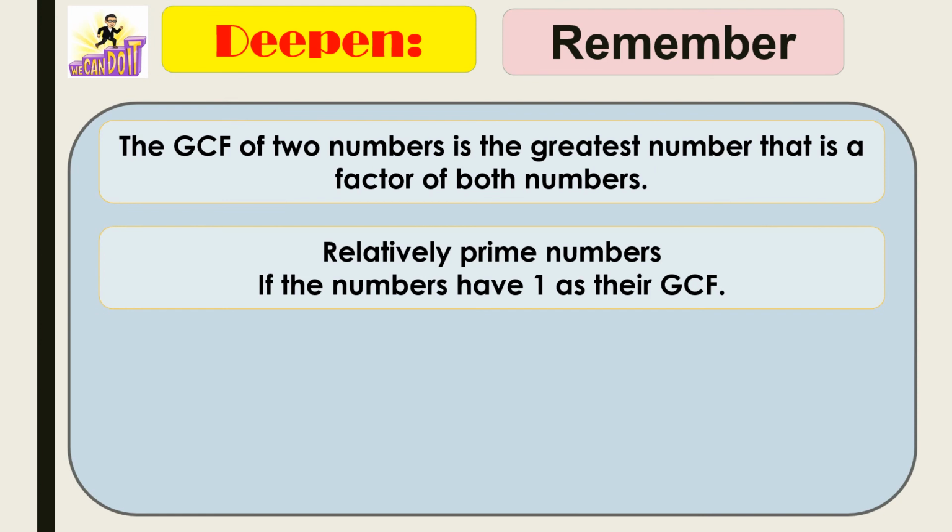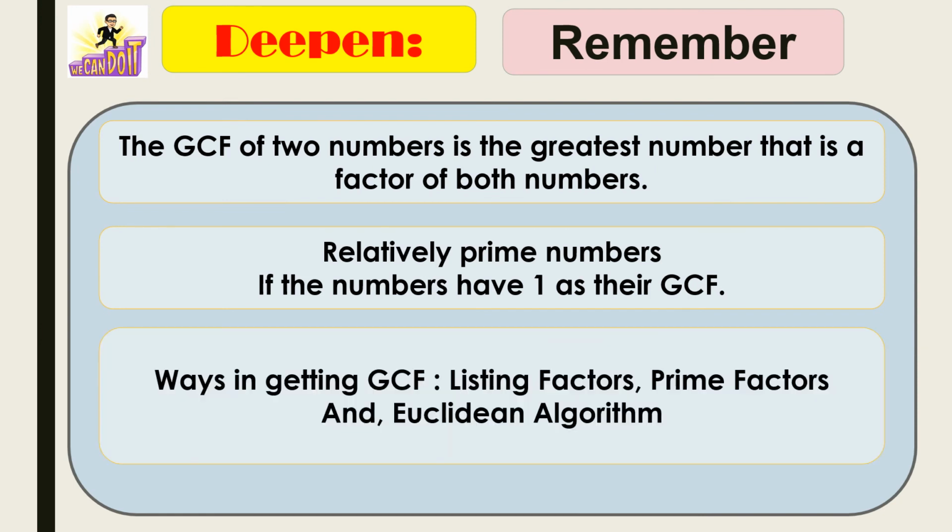And then remember, the GCF of two numbers is the greatest number that is a factor of both numbers. And relative prime numbers if the numbers have a 1 as their GCF. And last is the ways in getting GCF: listing factors, prime factors, and Euclidean algorithm.